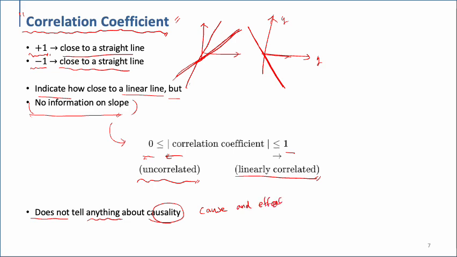So if the correlation coefficient is 1 between x and y, that does not mean x causes y or y causes x. We don't know the causality, but we can say they are related. Their correlation coefficient is 1, so they are closely linearly correlated. So that's the meaning of the correlation coefficient.